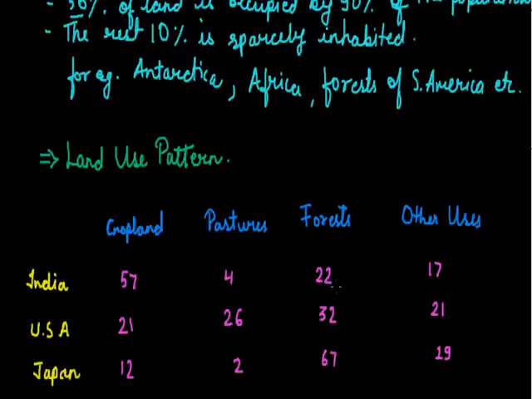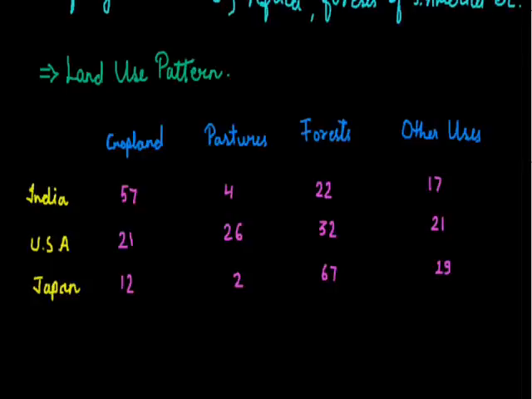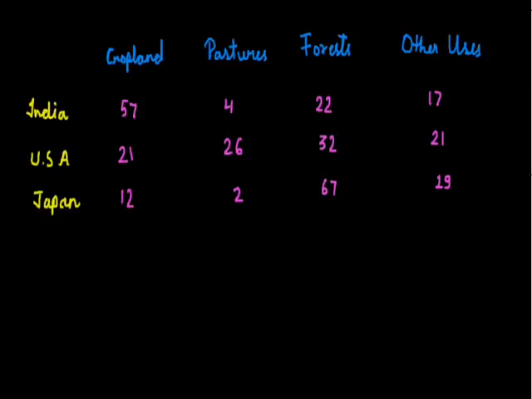Also, the forest area, which is supposed to be 25%, is less, and it is only 22%. So here we can see that the land use pattern in different areas is very different. And these differences occur because of different conditions prevailing in the country and different speed of development of these countries.